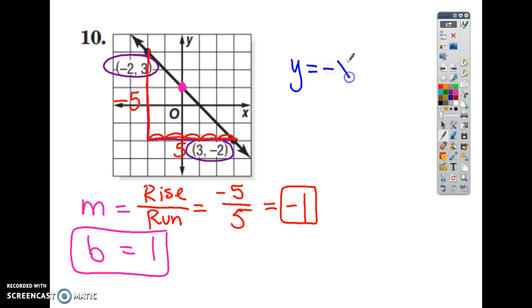Negative 1x plus 1. Negative 1x plus 1. My slope is negative 1. My y-intercept is positive 1. That's your equation.